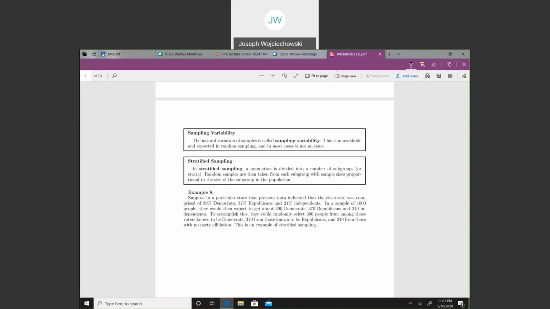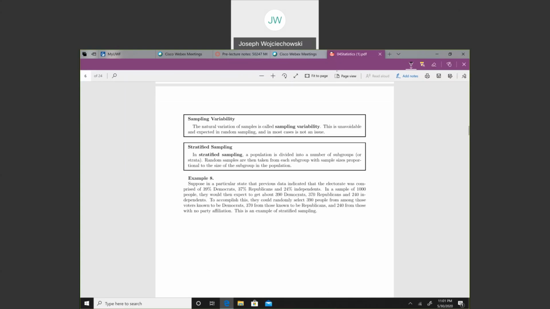In stratified sampling, a population is divided into a number of subgroups or strata. Random samples are taken from each subgroup with sample sizes proportional to the size of the subgroup in the population.